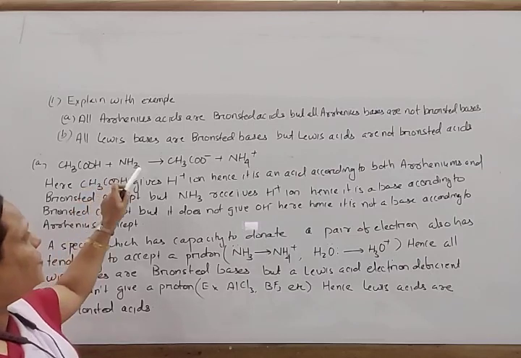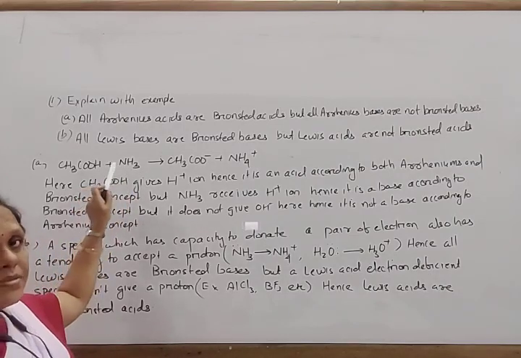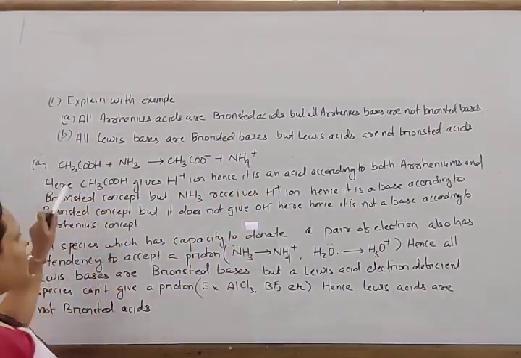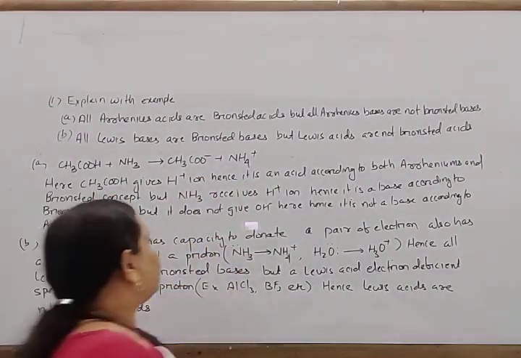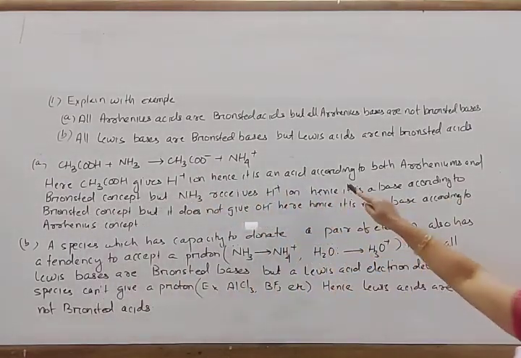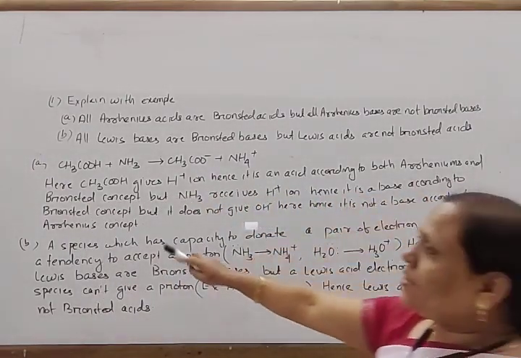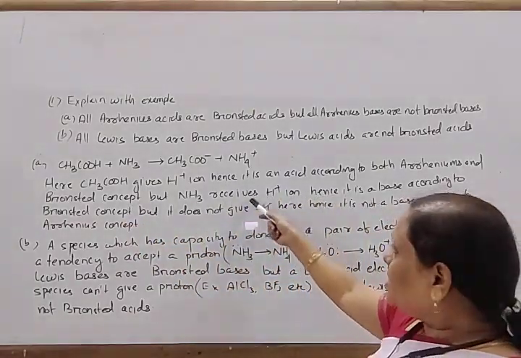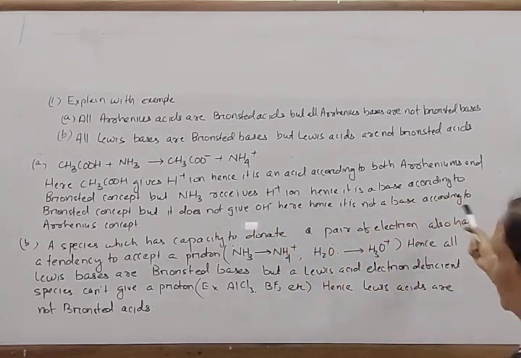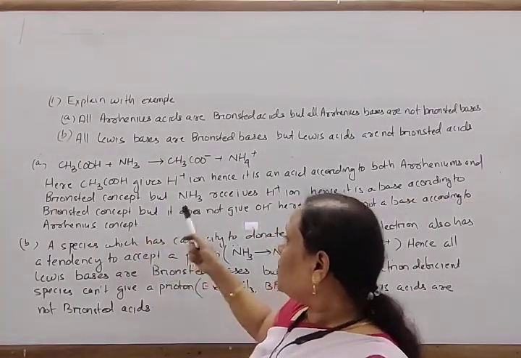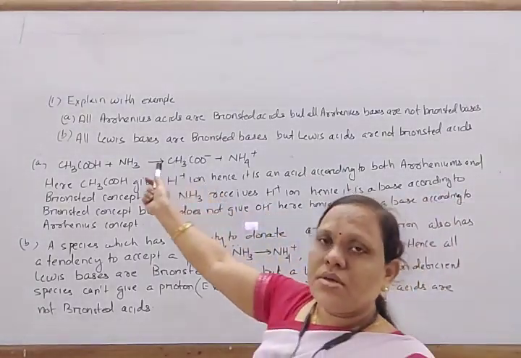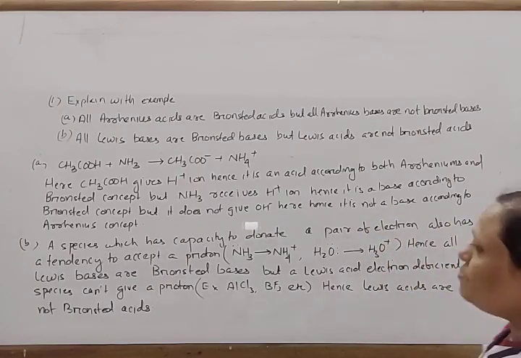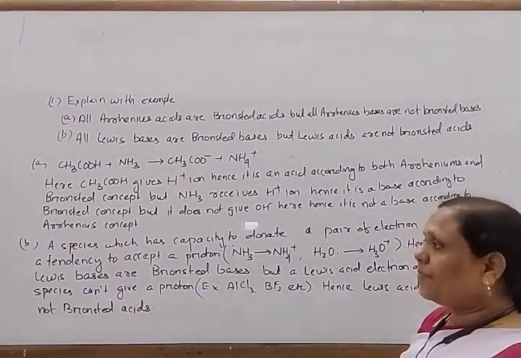So CH3COOH plus NH3, acetic acid plus ammonia, give rise to acetate ion plus ammonium ion. Here acetic acid gives H plus ion, hence it is an acid according to both Arrhenius and Bronsted concepts. But ammonia receives H plus ion, hence it is a base according to the Bronsted concept, but it does not give OH minus ion. So NH3 does not give OH minus ion here, hence it is not a base according to the Arrhenius concept.